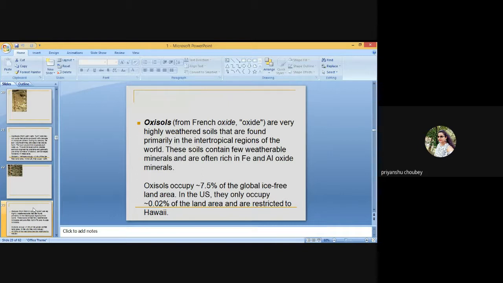Oxisols, from French oxide, are very highly weathered soils that are found primarily in the intertropical region of the world. These soils contain few weatherable minerals and are often rich in aluminum oxide minerals. Oxisols occupy 7.5% of the global ice-free land area. In the USA, they only occupy 0.02% of the land and are restricted to Hawaii.